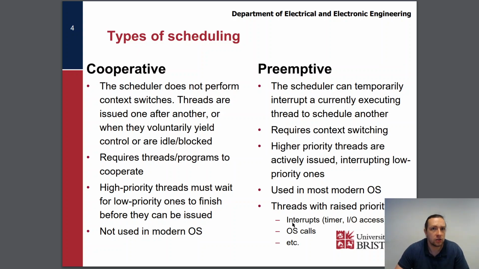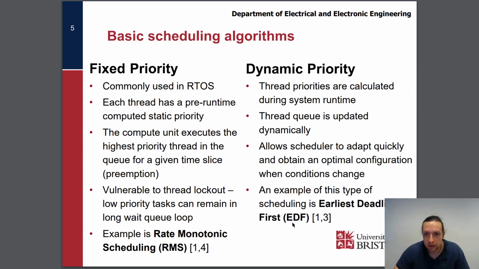And in real-time operating systems, some of those are even more critical, right? So now we're going to look at basic scheduling algorithms for this type of preemptive scheduling, right? So we have, again, two types. We have fixed priority scheduling and we have dynamic priority scheduling. Fixed priority is commonly used in real-time operating systems where each thread has a pre-runtime computing starting priority, right? We'll have examples where you know what that means, like pre-runtime computing. The compute unit executes the highest priority thread in the queue for a given time slice, right?